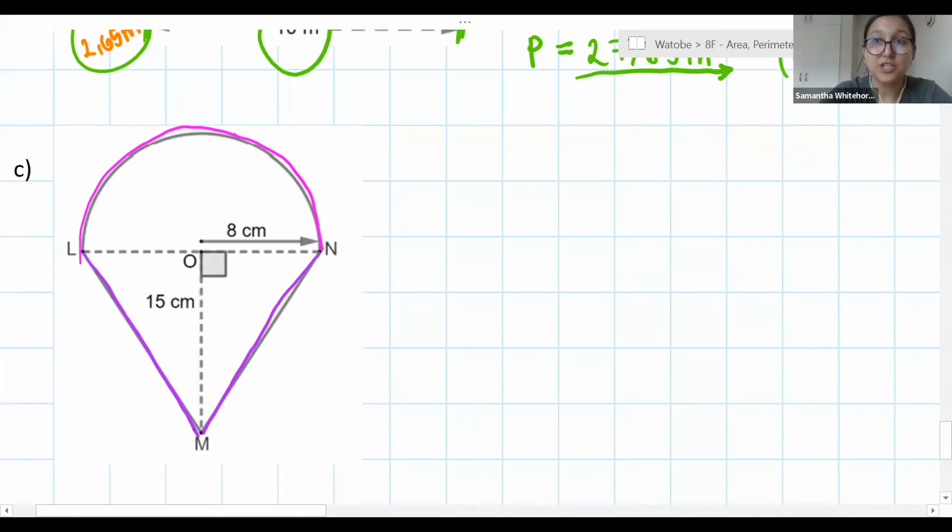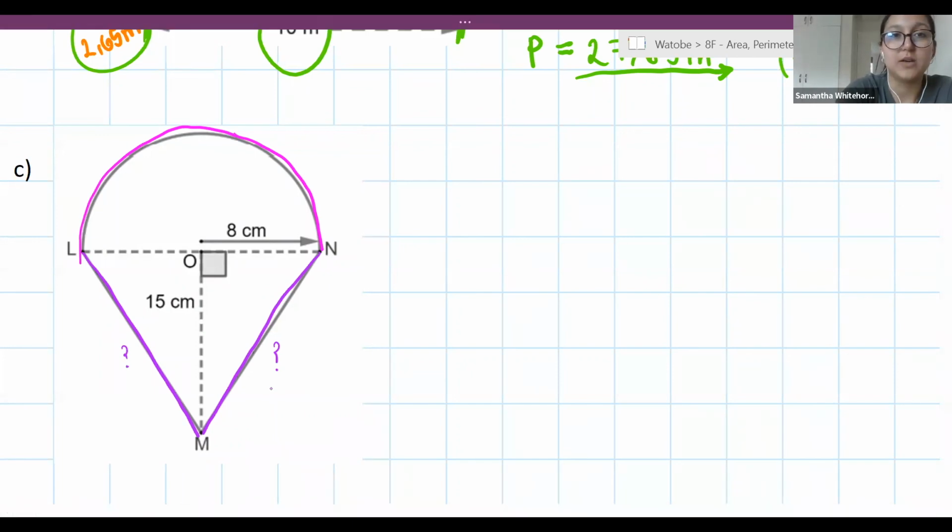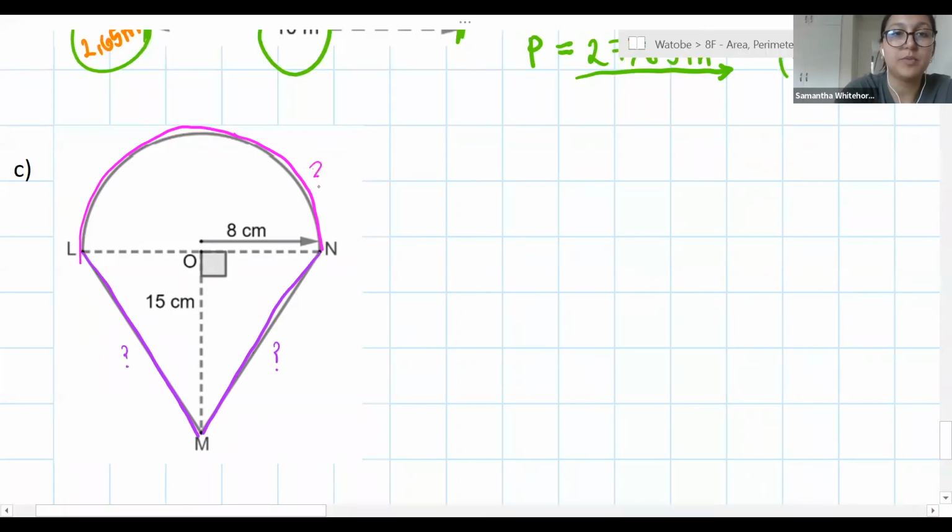Now, right now, I don't actually have any of that. If you look at what I've sort of highlighted there, I don't know the length of LM, no, MN, and I have no idea what this curved length is. So I'm a bit stuck. I need to go and do a few calculations before I start doing that.